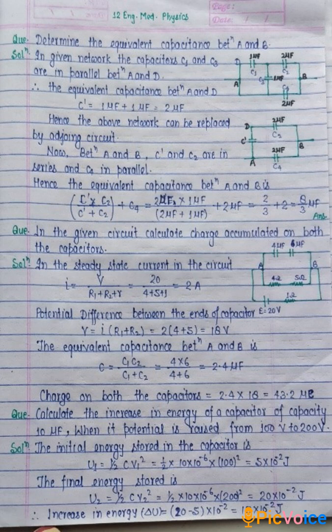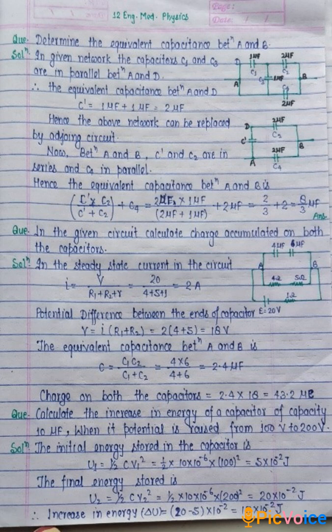Now between A and B, C dash and C2 are in series and C4 is in parallel. Hence the equivalent capacitance between A and B is C dash into C2 upon C dash plus C2, plus C4. Putting the values of C dash, C2 and C4, we get 8 by 3 microfarad.